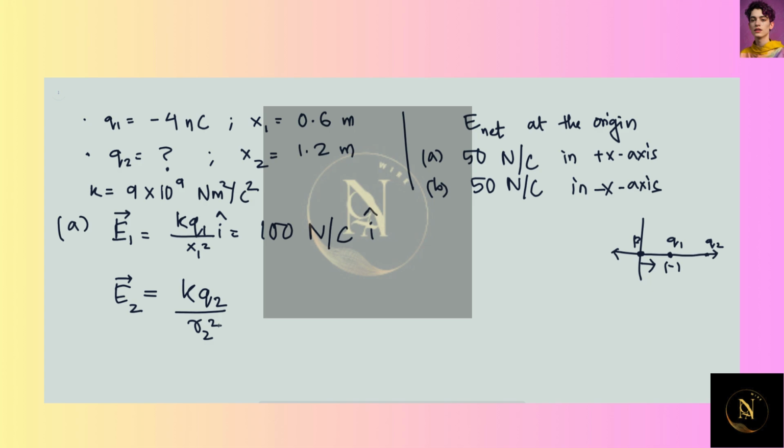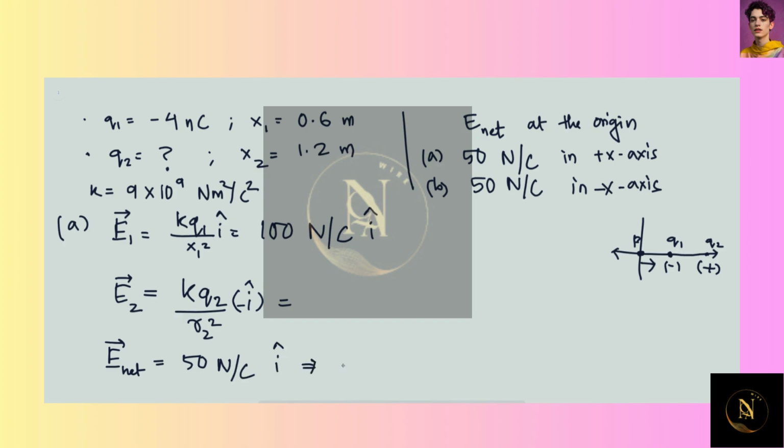And E2, let's say that Q2 is positive for now. So the electric field due to Q2 will be in the negative x direction, because it will be away from Q2 since Q2 is positive. We don't know the value of E2 yet, but we do know the net electric field is actually 50 Newton per coulomb in the positive x-axis, so I cap.